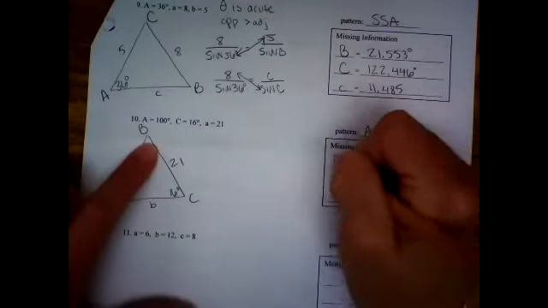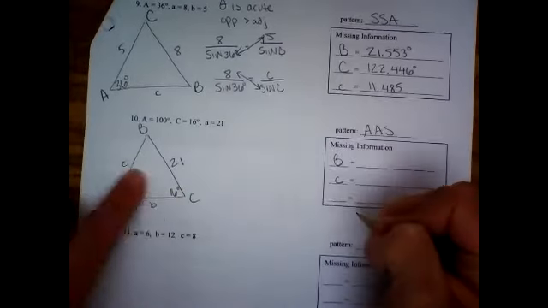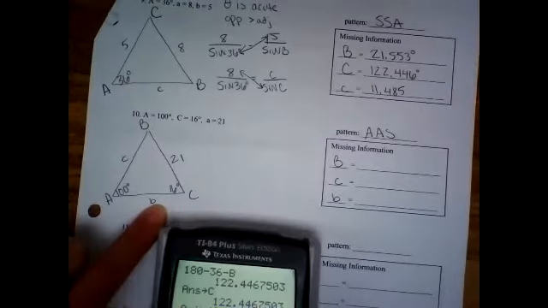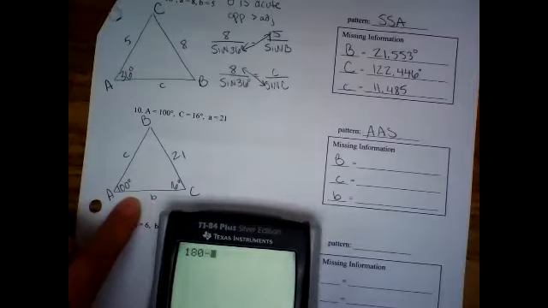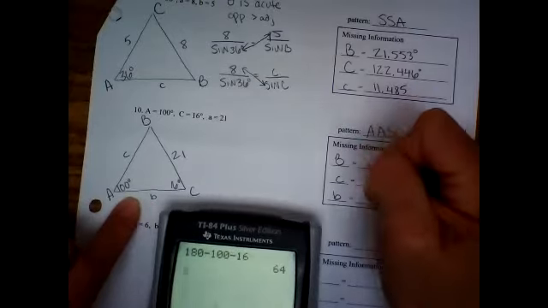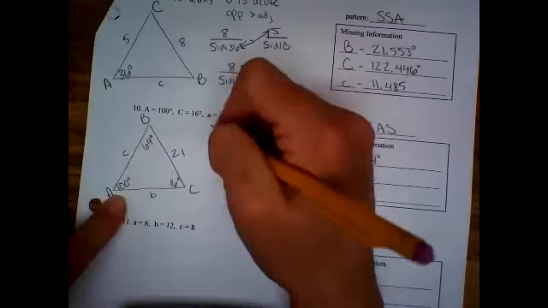All right, so we're missing B. We want to find the smallest to biggest. C is going to be the smallest because it's across from 16 degrees, and then little b. So for angle B, we're going to do 180 minus the other two. So 64 degrees. And then you need a side across from an angle. So we have 21 over sine of 100.